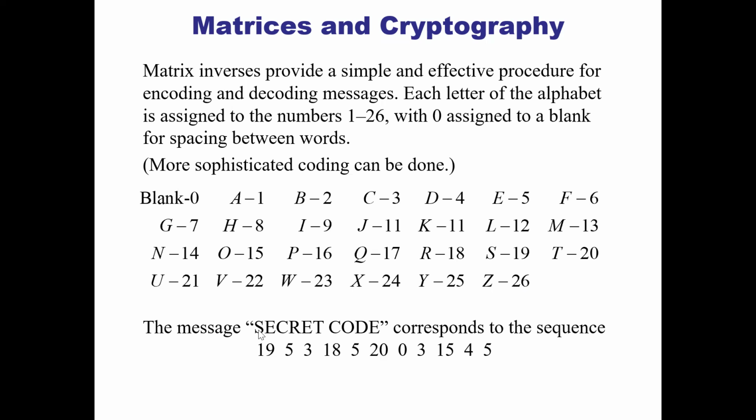Well, we look up S, and that's 19. We look up E, that's 5. And as we go across, we've just translated the message into numbers. Okay. Now, this is what we convert into a matrix.